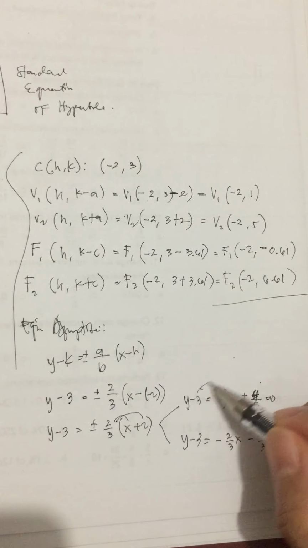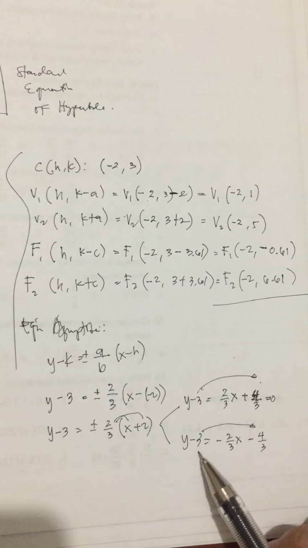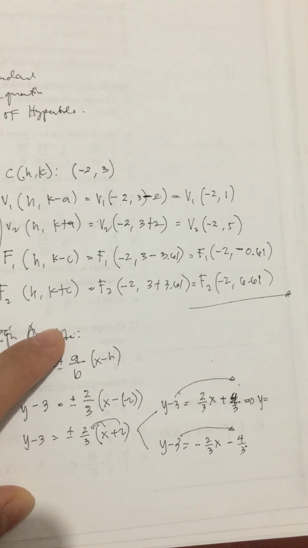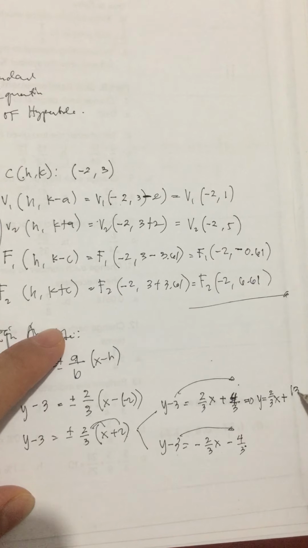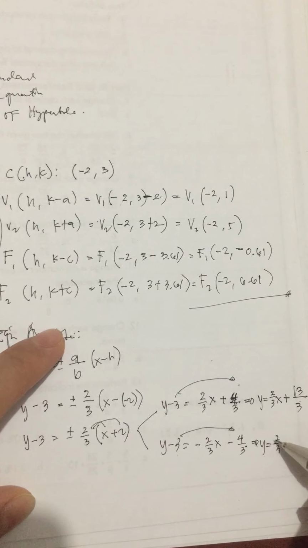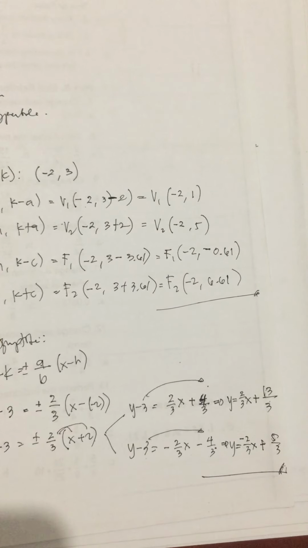Lipat mo yung 3 sa kabila, no? So, magpa-plus ka ng 3 dito, dito magpa-plus ka din ng 3. So, diretso ko na ha. Y equals 2/3 x plus 13/3. Tapos, dito naman sa kabila, we now have negative 2/3 x plus 5/3. So, review nyo na lang yung sa fractional lesson kung bakit naging ganyan.